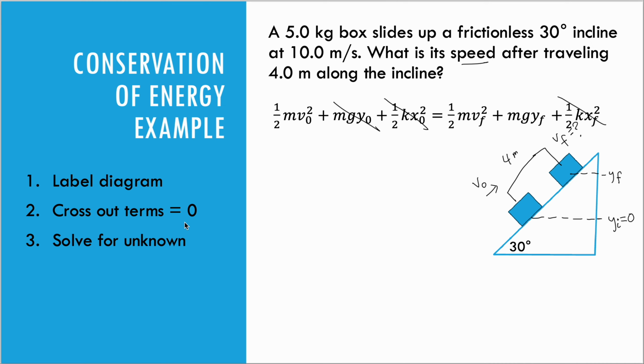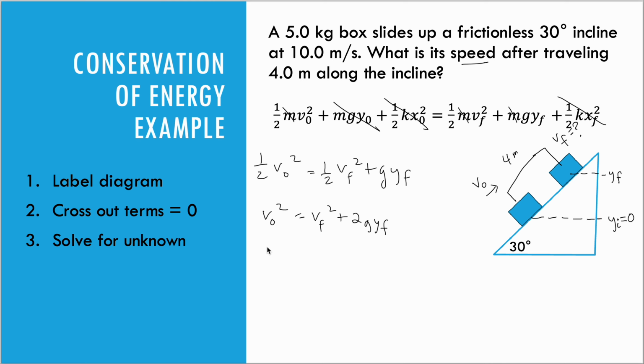Now we can solve for the unknown. First, let's go ahead and cross out the mass because it's present in all of the remaining terms. And let's write down what's left. 1/2 v initial squared equals 1/2 v final squared plus g y final. Our equation is now a lot more simple, and we can solve for v final. Since I don't like fractions, I'm going to multiply everything by 2 to get v0 squared equals vf squared plus 2g y final.